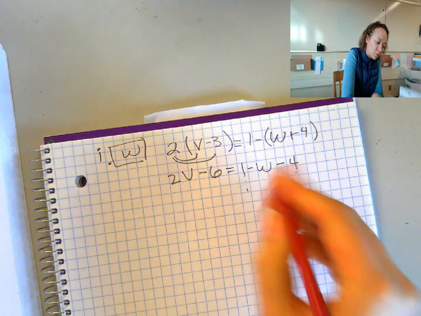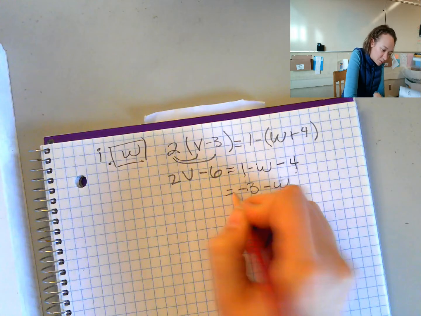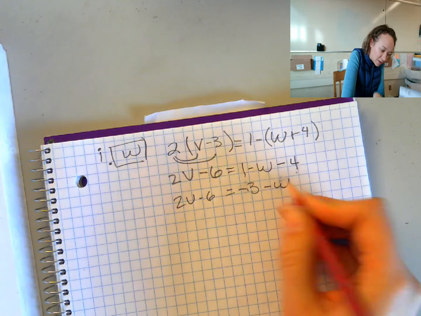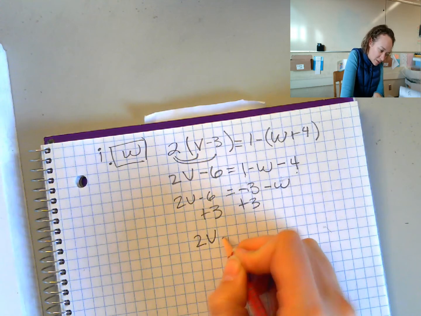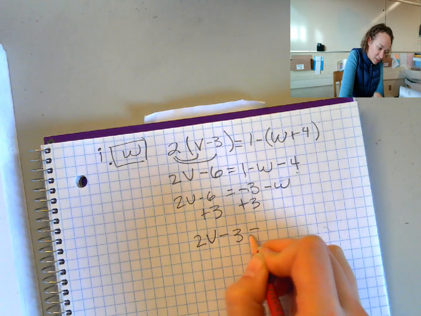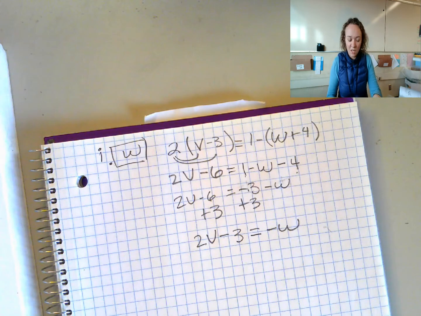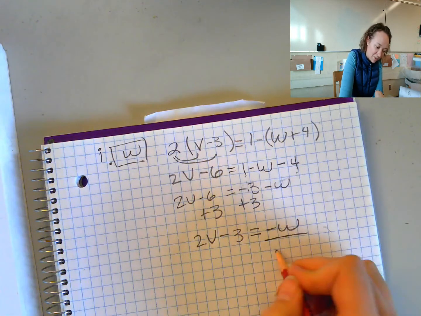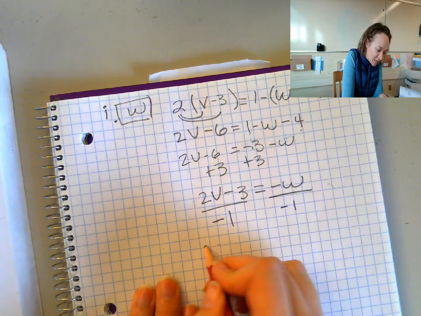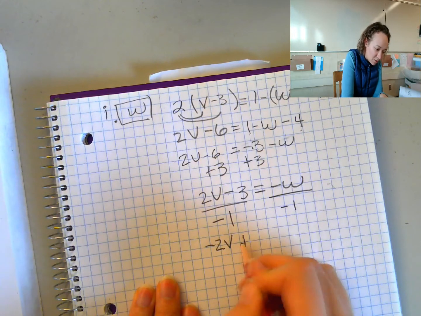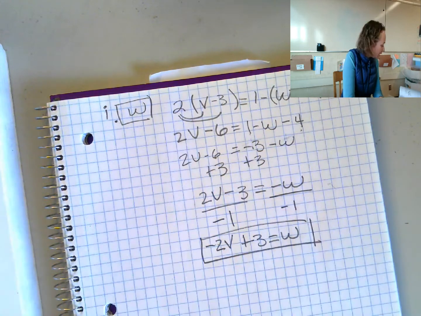1 minus 4 is negative 3 minus w equals 2v minus 6. So then I'll add 3 to both sides. 2v minus 3 equals negative w. What do I do with that negative w? I'm going to divide everything by negative 1. That's what I'm going to do with that negative w. So that gives me negative 2v plus 3 equals w.